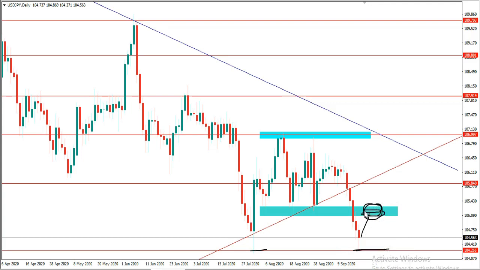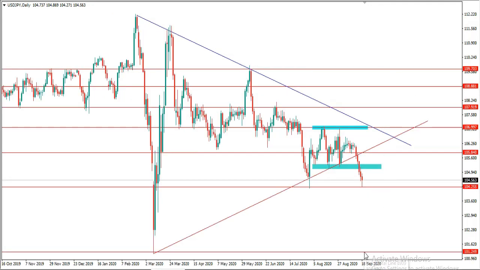And if price will find resistance at this area of structure, then that's when I'm going to be waiting for one of my valid entry signals to take a short trade into these lows over the next few weeks or months, as the case may be. So this is going to be my analysis on USD JPY.